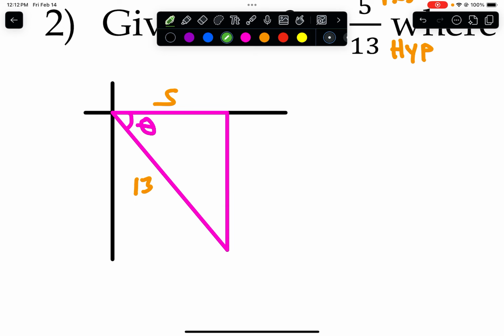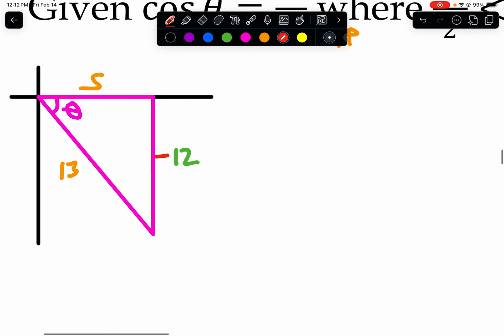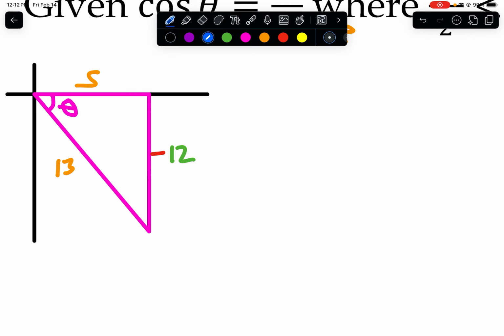And then what you've got to be careful about is notice how your y component is going downwards. So when you do Pythagorean theorem, hopefully you know that you're going to get a value of 12. But because we're going down, what you have to remember is, in this case, my y value is going to be negative. So now I'm ready to do my trig ratios.